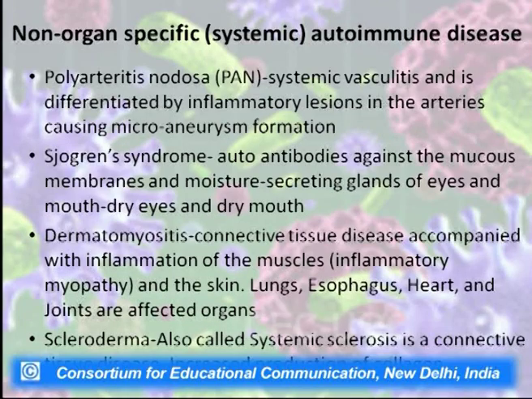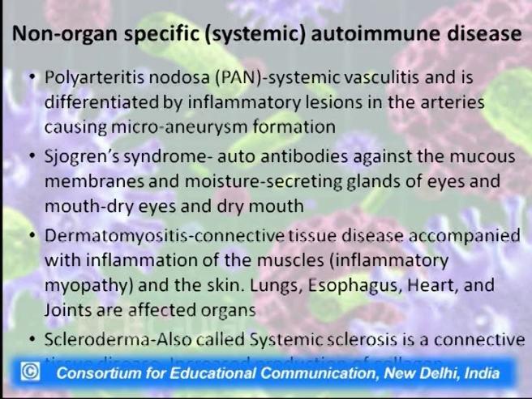Now, in another disease called Sjogren's syndrome, the autoantibodies are against the mucous membranes and moisture secreting glands of the eyes. The typical symptom in this case is dry mouth and dry eye syndrome. Now, there is another disease called dermatomyositis. Here the connective tissue disease is accompanied with inflammation of the muscles, also called inflammatory myopathy, and the skin. Now, the muscles as well as the skin are inflamed. This is very common in lungs, esophagus, heart, and joints are also affected in this case.